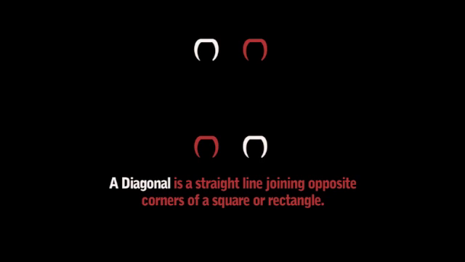A diagonal is a straight line which joins opposite corners of a square or a rectangle. And our horse's feet at the standstill are that rectangle.